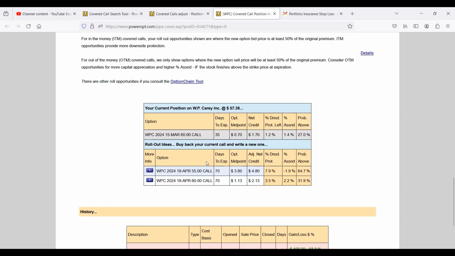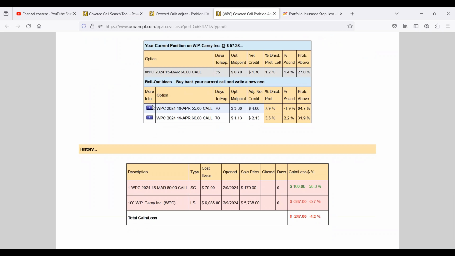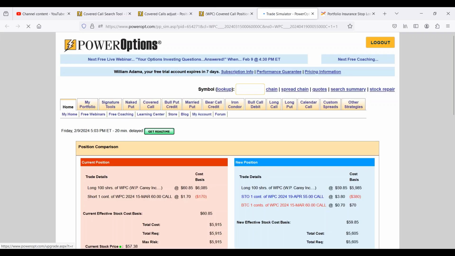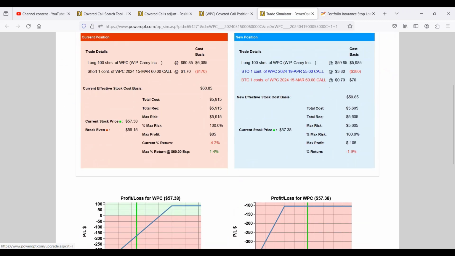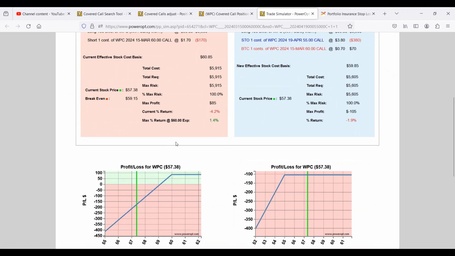Now, it's great to see things numerically, but as you're evaluating a rollout opportunity, you can always click the more information button and go to simulate trade. And that gives you the side-by-side comparison. Your current position now, where the stock is, and your current loss of the position that we know, the original max expected return, and what the new position would look like if I rolled to the April 55.